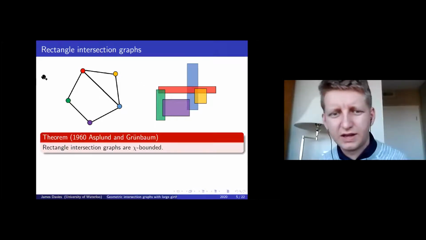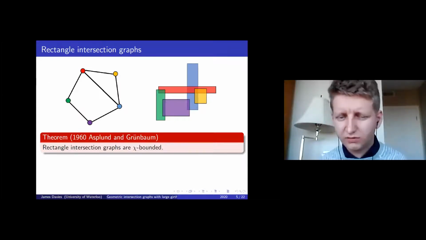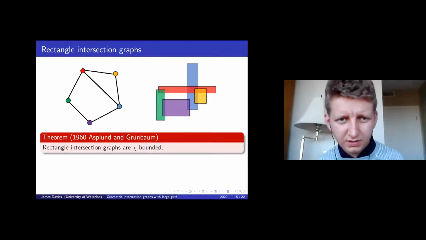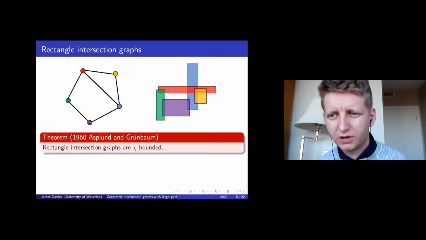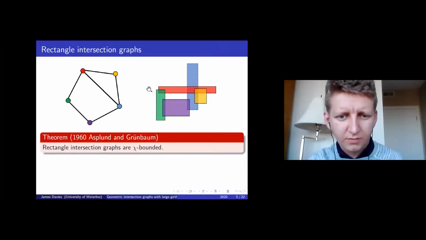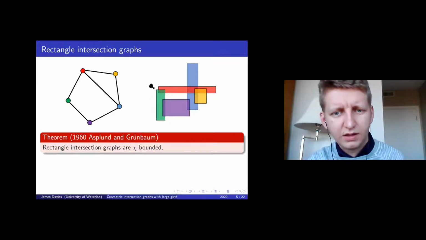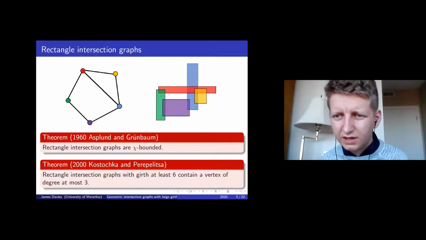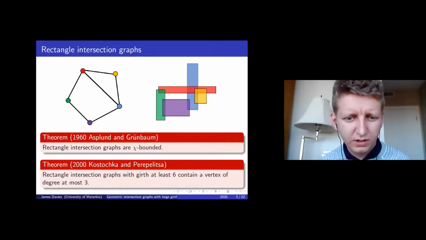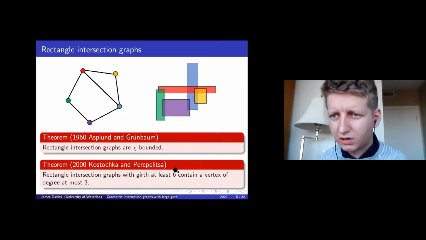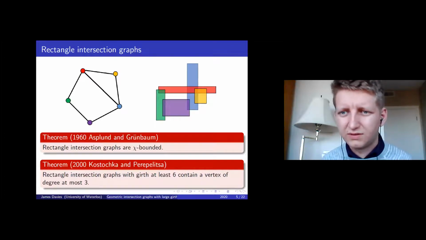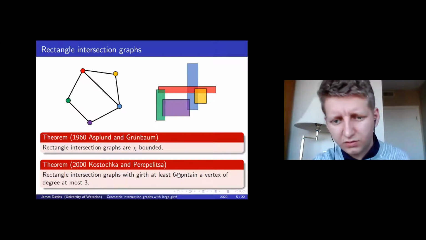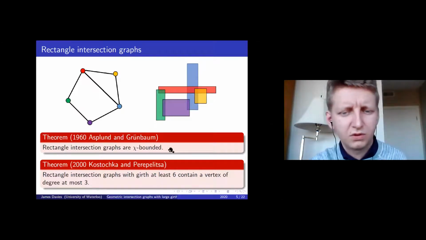For rectangles in the plane, you have this nice classical result that rectangle intersection graphs are chi-bounded. This is classical in the study of geometric intersection graphs and of chi-boundedness in general. It was proven before we even were using the word chi-bounded. So this is a nice strong property. And if we consider higher girth here, then we actually get something stronger than a bounded chromatic number. We know that rectangle intersection graphs with girth at least 6 contain a vertex of degree at most 3. So you have this degeneracy and can very easily color these graphs. This is also true for girth 5, just with some higher bound on the minimum degree.